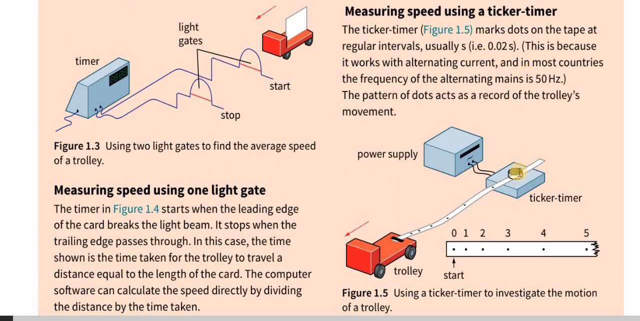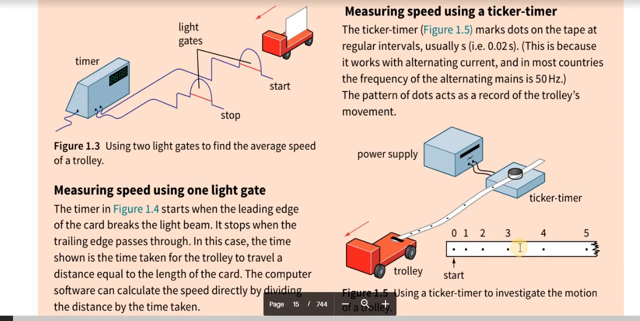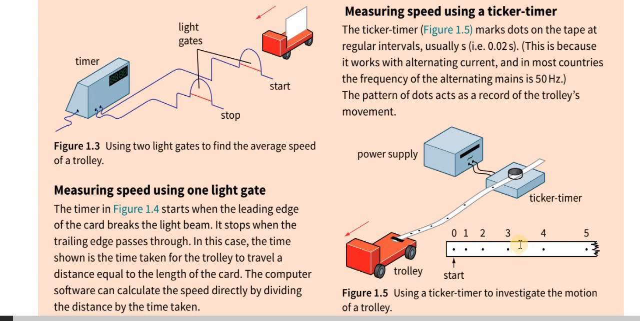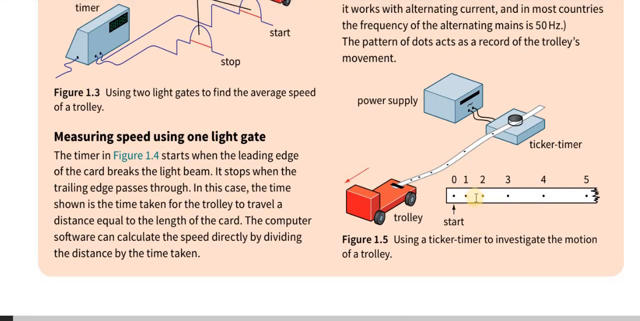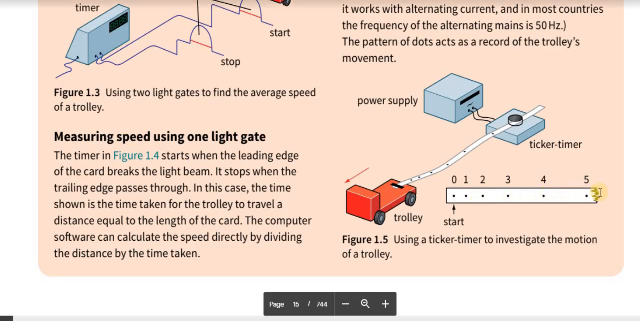In the O-level class, you have learned that the time between dots is 0.02 seconds, which means it makes 50 dots in 1 second. So if you want to find the time for 1 dot, it is 1 second divided by 50 dots times 1 dot. So the time between dots is 0.02 seconds. You can find the speed using the ticker tape also. If you see, now this is the start, and the distance between dots is increasing. That means the speed is increasing.